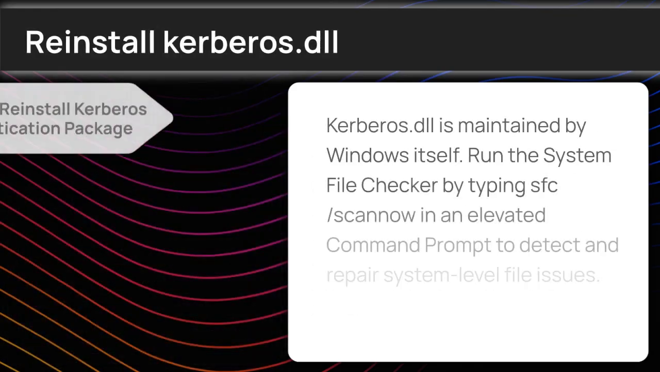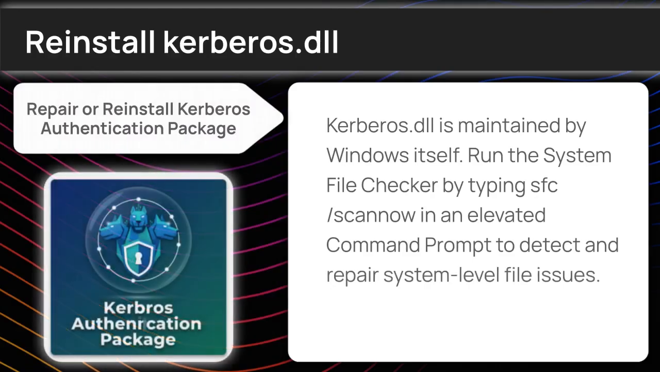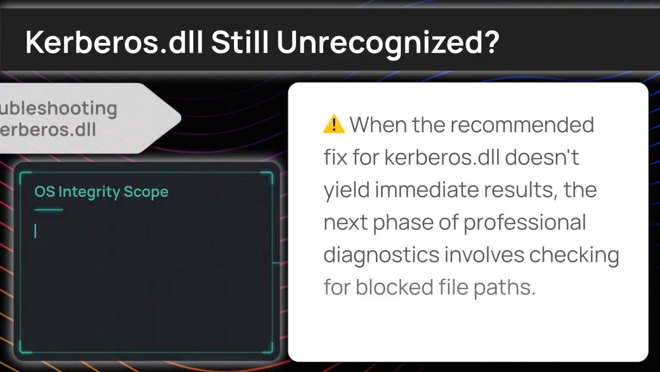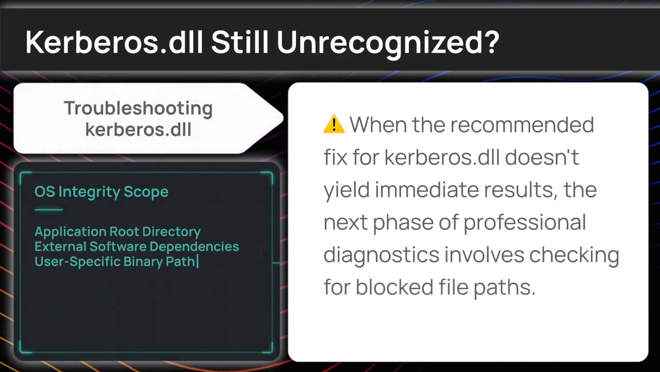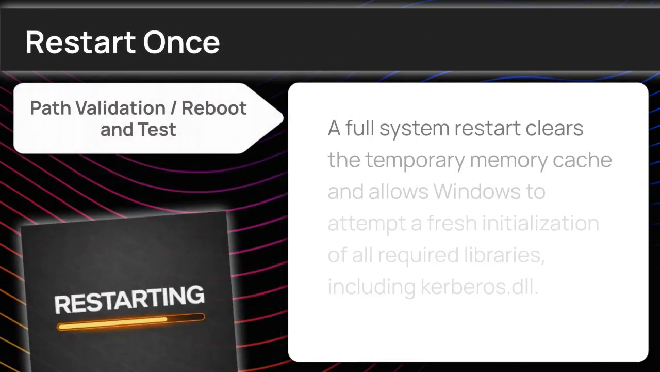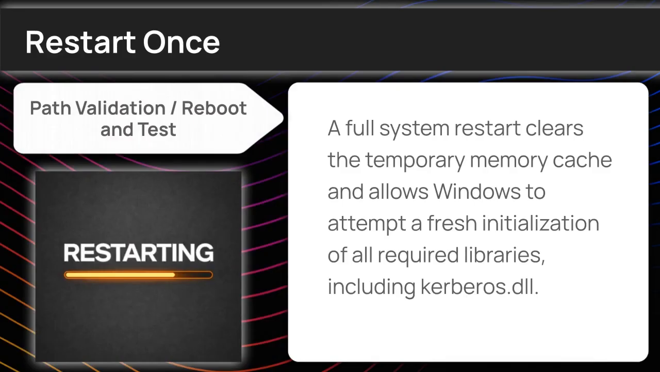Kerberos is maintained by Windows itself. Run the System File Checker by typing sfc /scannow in an elevated command prompt to detect and repair system-level file issues. If no luck was had with the redistributable package, we will escalate the fix by performing a targeted reset of the system state. A full system restart clears the temporary memory cache and allows Windows to attempt a fresh initialization of all required libraries, including the Kerberos library.